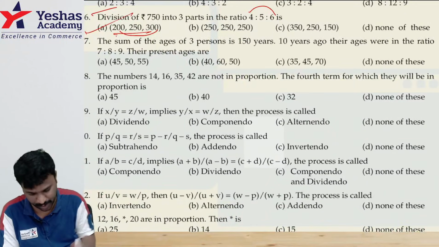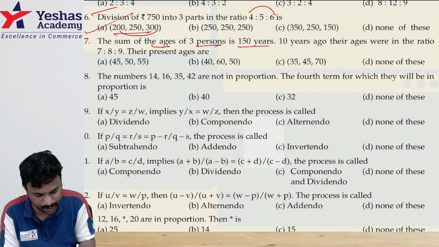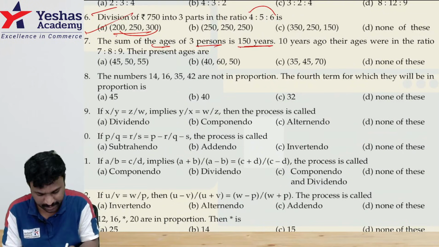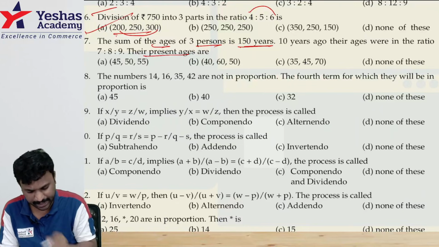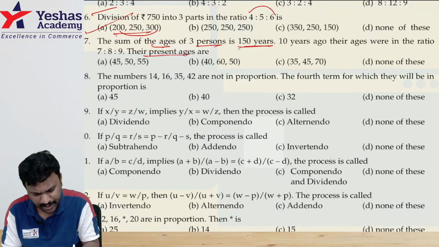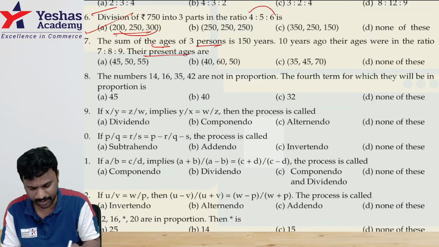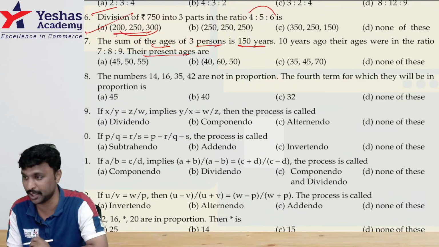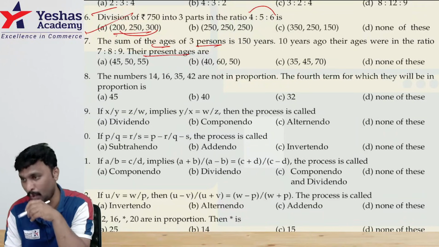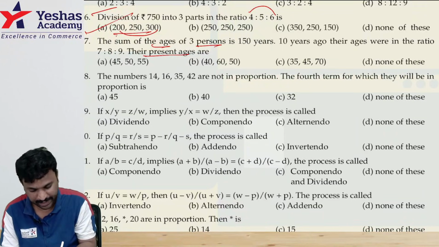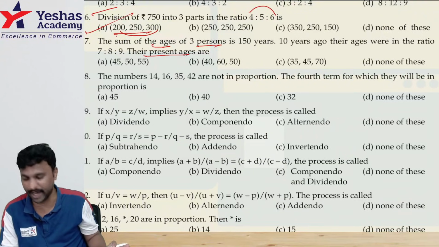Moving on to the next question, the sum of the ages of three persons is 150. So what is it that they're asking? Their present ages. Where are the ages? Guys, if I hit the first option, they have not given the present age ratio. They have said the sum of the ages is 150.